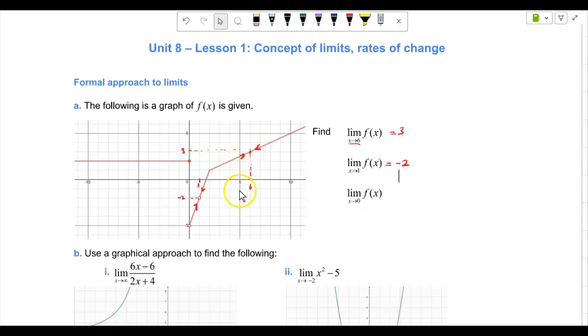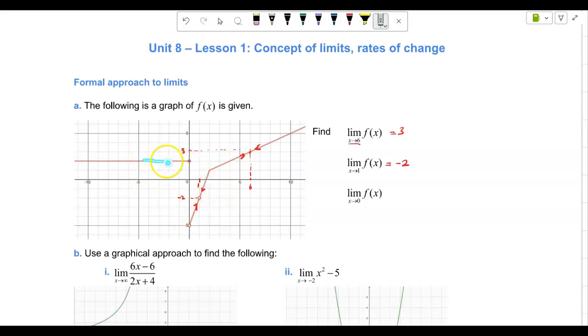Okay. Now x approaches 0 from the left hand side. When you're approaching from here, you're approaching 2. From the right hand side, the graph is here. You're approaching 0, and from the right hand side, you're approaching -5. So limit does not exist. Because from here it is 2 and from here it is -5.